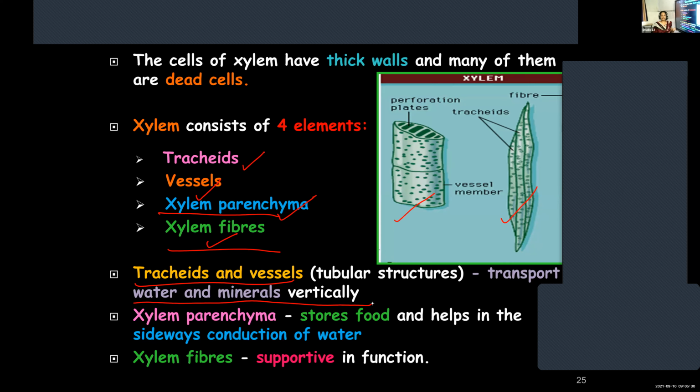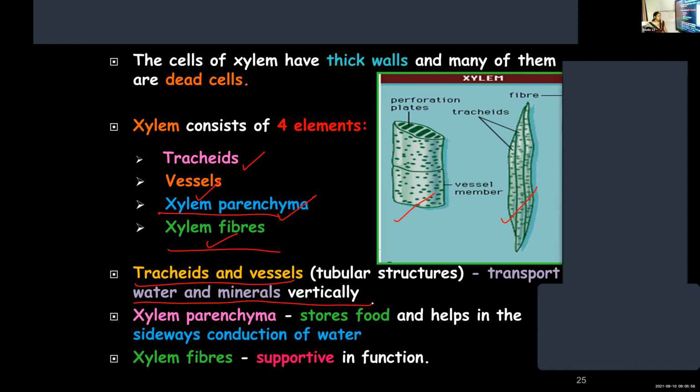Now the functions of each. Xylem fibers are supportive in function. They provide mechanical support. Tracheids and vessels help in transporting water in the vertical direction, whereas xylem parenchyma stores food and helps in the sideways transport of water. Okay?